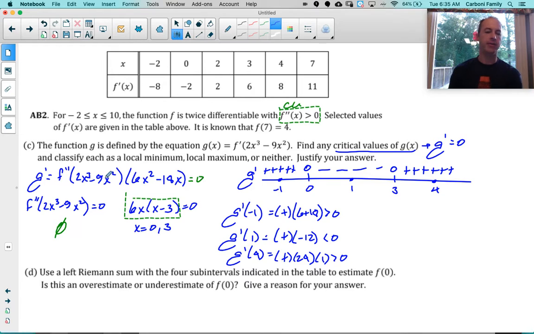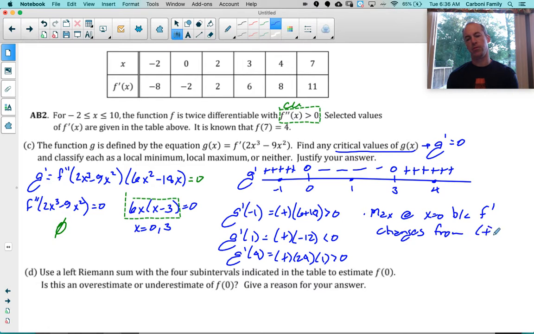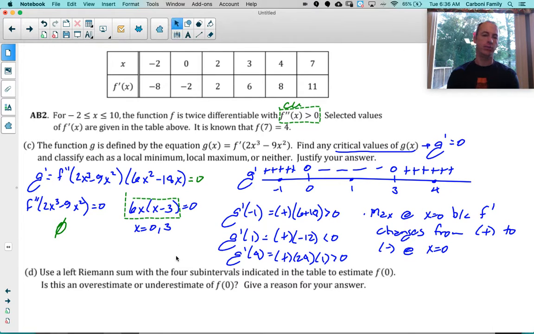Okay, and then classify each as a local min, max, or neither. And we have one of each. And when you are justifying those, because we have first derivative information, we will say that there is a maximum at x equals 0 because f prime changes from positive to negative. And I like to restate the value, even though it's a little bit redundant, at x equals 0. Move this out of the way.